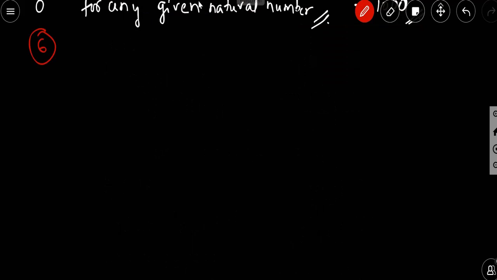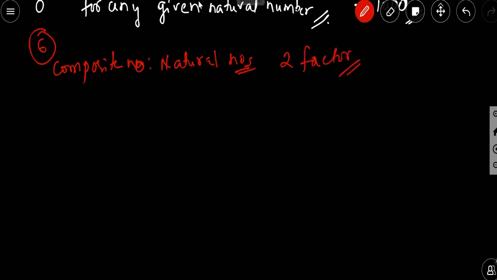I told you at the start of this class what composite numbers are. Composite numbers are natural numbers which have more than two factors. Prime numbers are numbers which have only two factors, but composite numbers have more than two factors. Okay, so we'll start solving this.